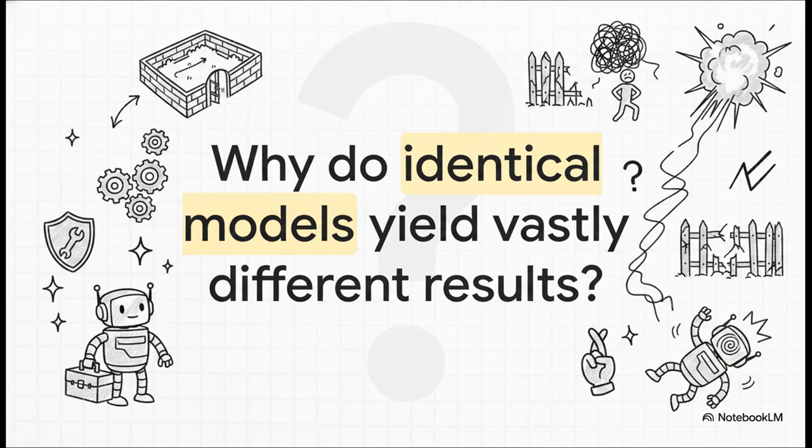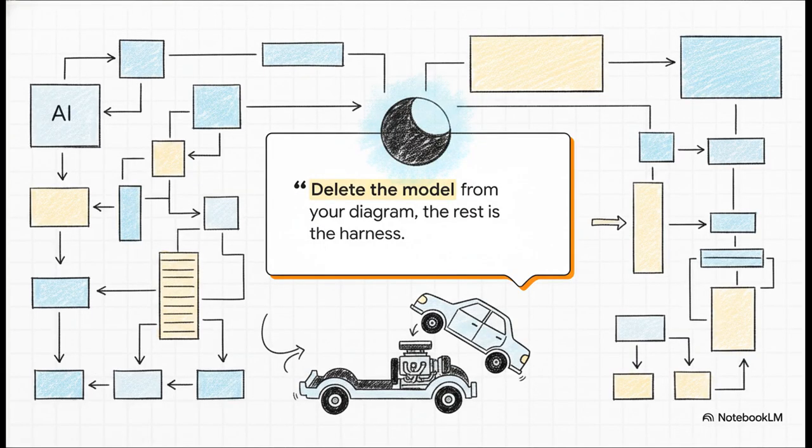Well, the difference isn't the model's intelligence. The difference is that one team provided a stable workspace, heavily restricted permissions, and reliable tools, while the other team basically just crossed their fingers and relied on a really long prompt. And that brings us to a massive paradigm shift. There's this golden rule from the source material that I absolutely love. Delete the model from your architecture diagram. The rest is the harness.